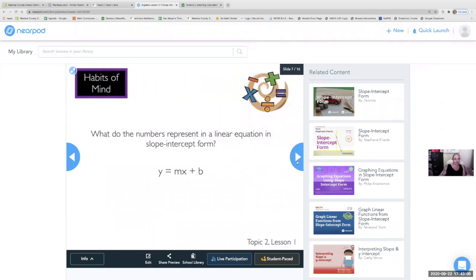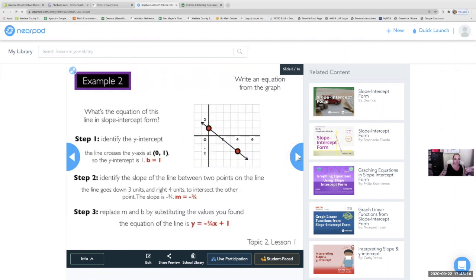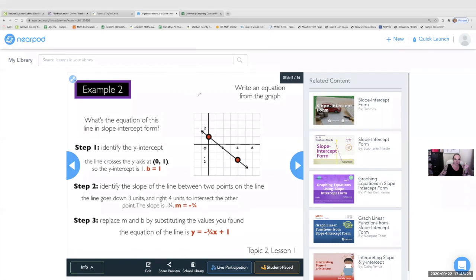Okay, let's look at another thing here. What do the numbers represent in a linear equation in slope-intercept form? We know this, right? m is the slope, b is the y-intercept. Here's another one. We're going to identify the y-intercept. Now we're just looking at the graph and we have to write the equation. So we see the y-intercept is at 1. So we know it's going to be +1. Okay, and we know it's y equals over here. What we need to find now is the slope.